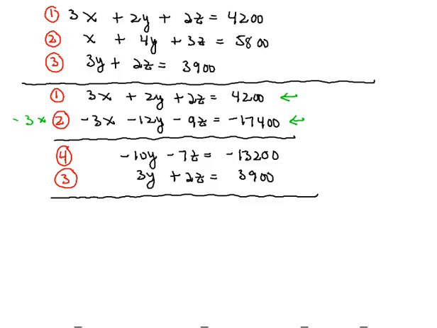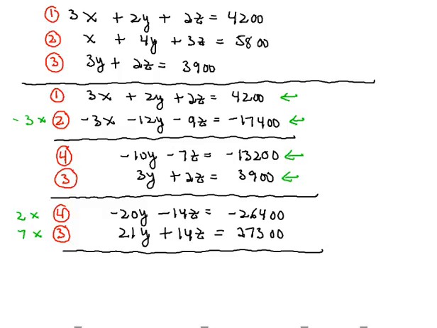So we're going to call the equation we get when we add those two together equation 4, which is negative 10y minus 7z is equal to negative 13,200. So rewriting equation 3 below that, we can see that we have two equations involving y and z. So now we next need to tackle eliminating either the y or z term. And I think I'm going to choose to eliminate the z term. So we'll multiply equation 4 by 2 and equation 3 by 7.